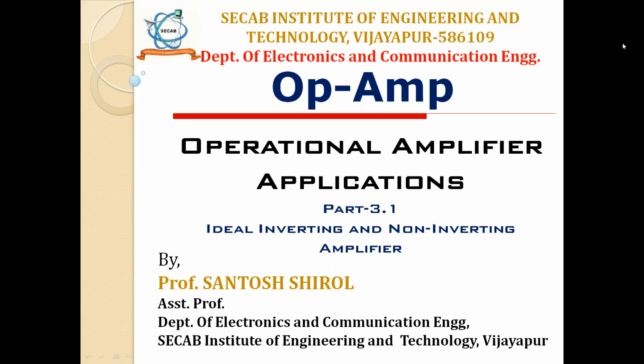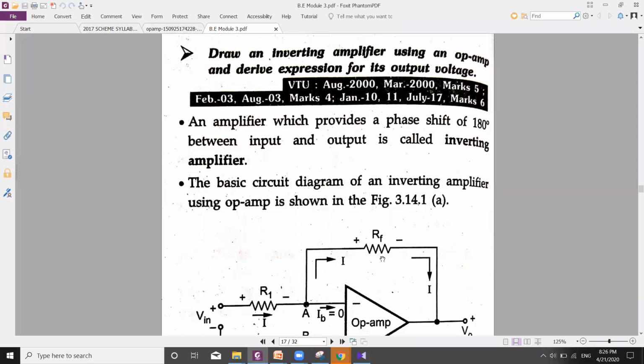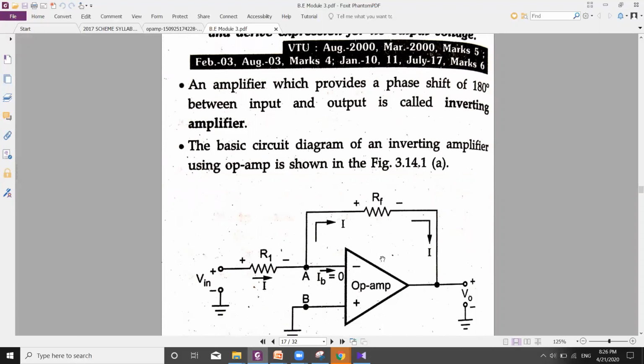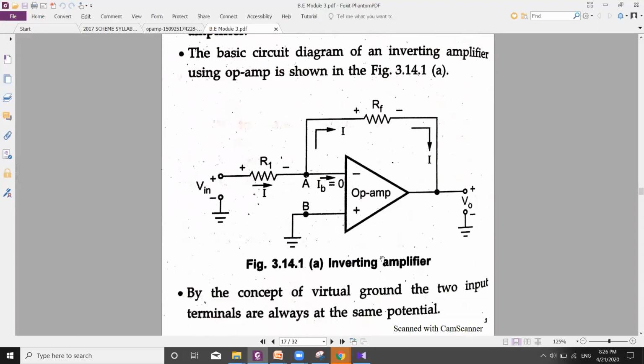This is the video lecture on operational amplifiers, and in this video lecture series we'll be discussing operational amplifier applications. In this first part, 3.1, we'll be discussing ideal inverting and ideal non-inverting amplifiers. So let us begin our discussion. The operational amplifier can be used as an ideal inverting amplifier, or as an ideal non-inverting amplifier as well. First let us discuss the ideal inverting amplifier.